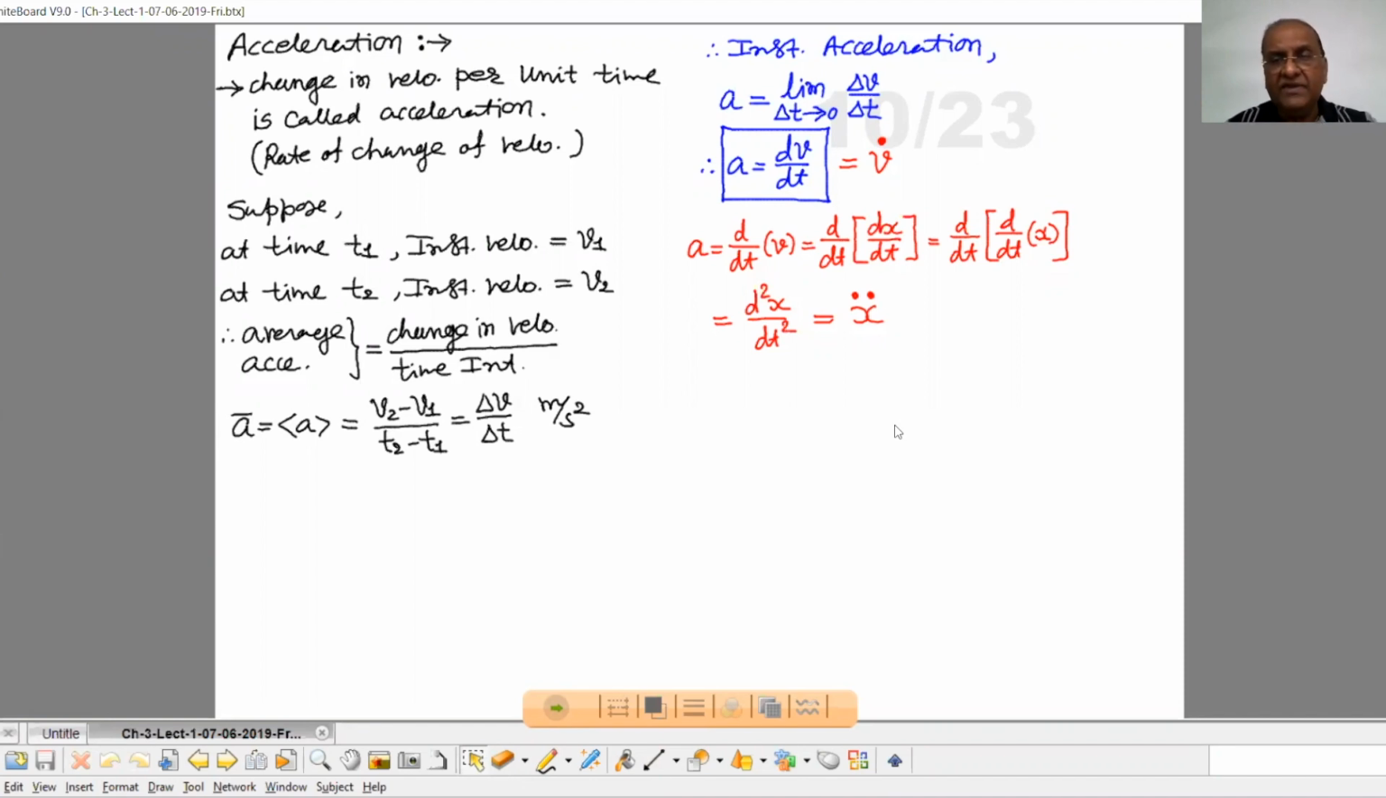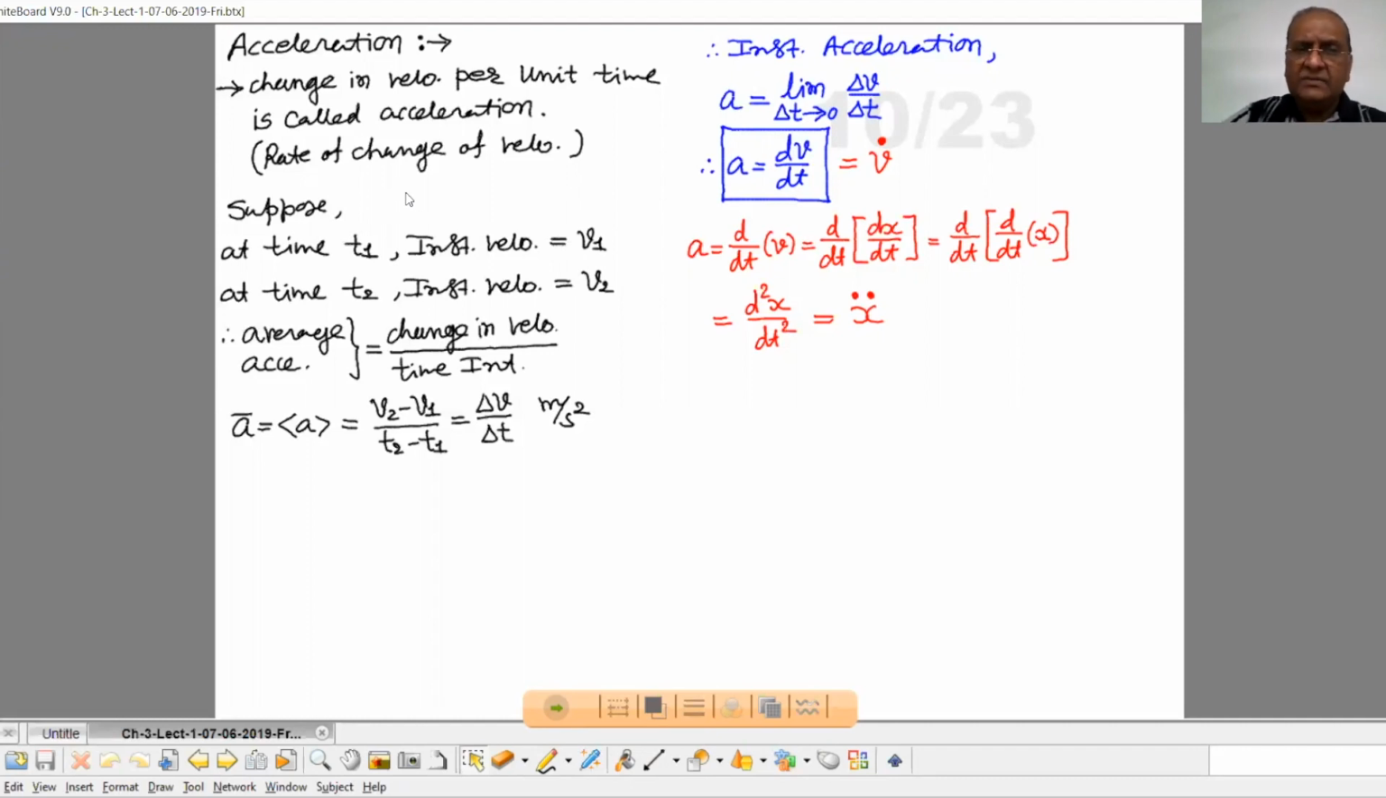So now here we have to introduce one more physical quantity with the help of which we can understand the change in velocities. That physical quantity is acceleration. Now acceleration is defined as change in velocity per unit time, that is called acceleration. Or we can say rate of change of velocity, that is called acceleration.